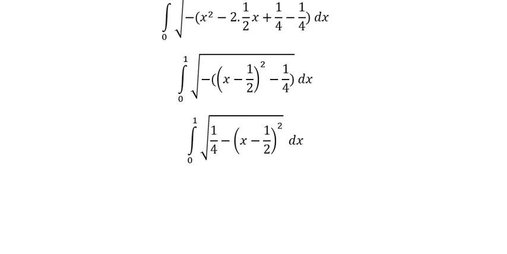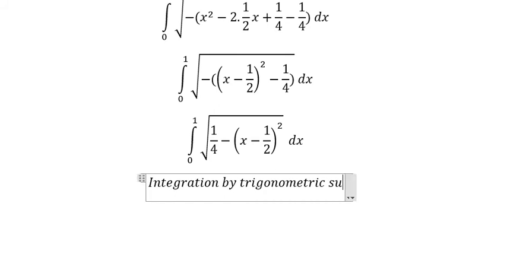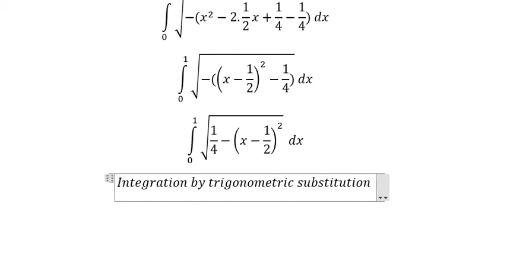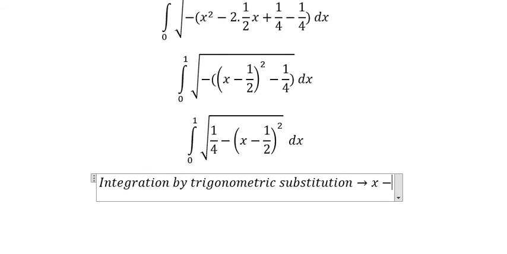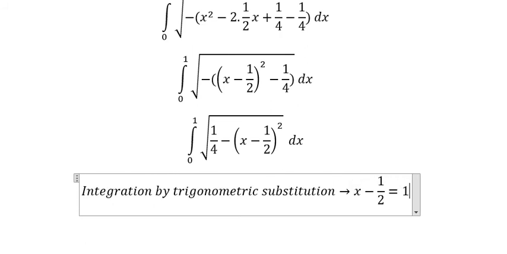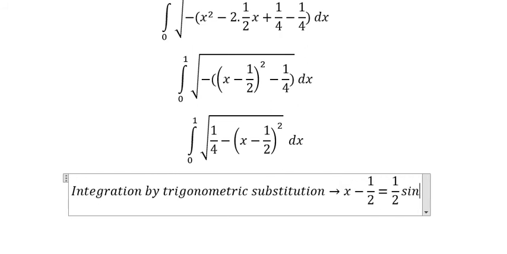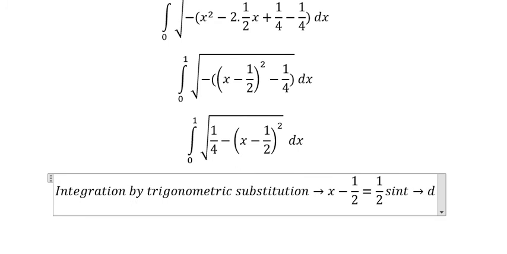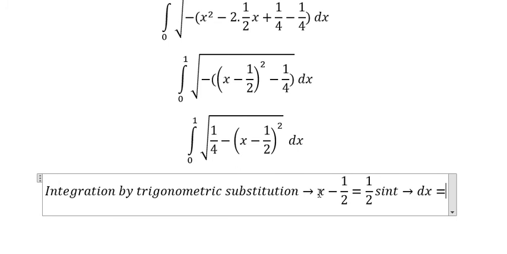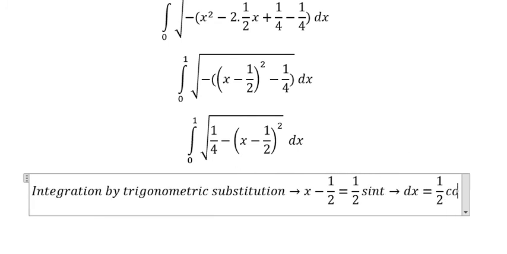Next, we need to use about integration by trigonometric substitution. So we put about x minus 1 over 2 equal to 1 over 2 sine t, dx. We do first derivative in both sides. And we got about 1 over 2 cosine t dt.